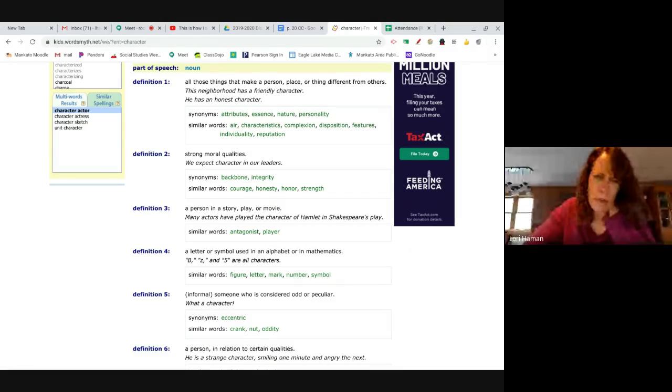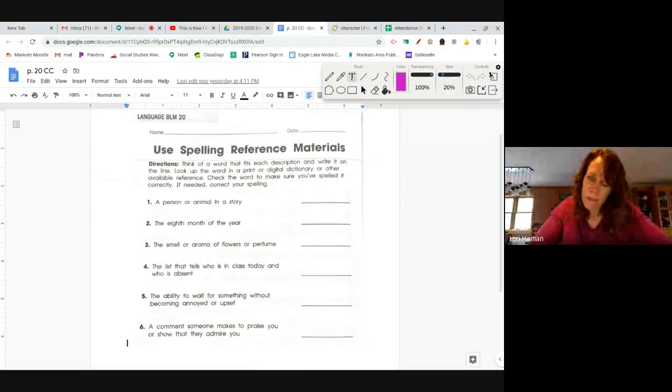Let's look at number 2. Strong moral qualities. That doesn't seem to be quite it either. Let's keep trying. Definition 3, a person in a story, place, or movie. Yeah, that's a character, isn't it? So what we found out here is you can't just count on the first definition. Sometimes that first definition is not the one that tells you what you're looking for.